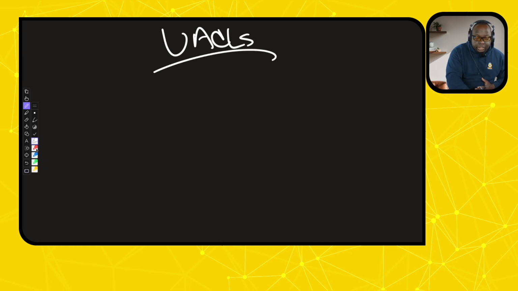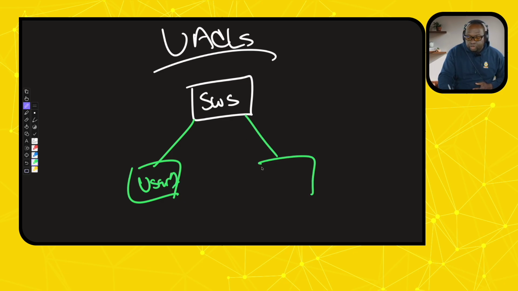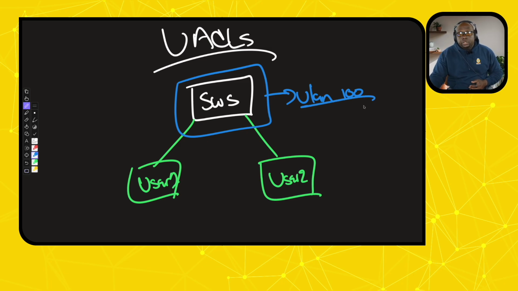And what we're going to do in the lab is we're going to have our main switch here. Let's just say this is a collapsed core, but I'm just going to draw a switch. And then we're going to have a host here, so user 1, and then user 2. All right. And ultimately, they're going to be in VLAN 100.